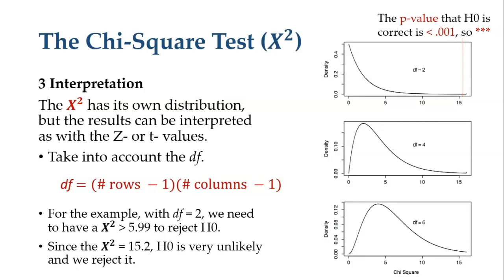We actually got a chi-square value of 15.2, which is here. So the probability of the null hypothesis is very small, and we're going to have the 3 stars of the p-value.